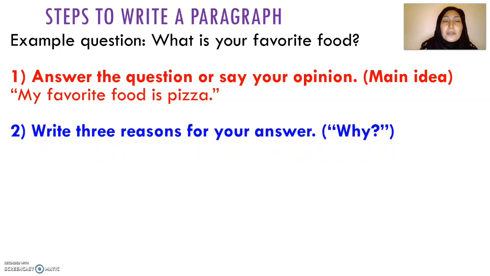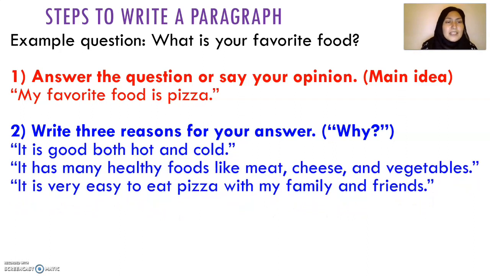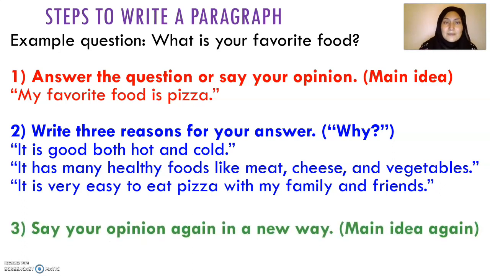After that, you need to write 3 reasons for that answer. Why is pizza your favorite food? And these will be your supporting sentences in your paragraph. So here are 3 examples. It is good both hot and cold. It has many healthy foods like meat, cheese, and vegetables. It is very easy to eat pizza with my family and friends. So these are the 3 supporting sentences.